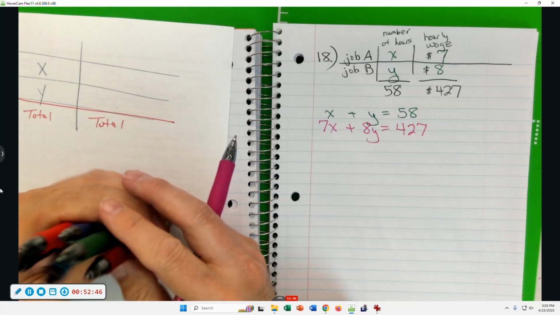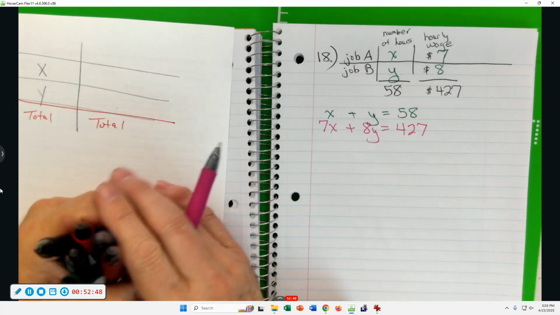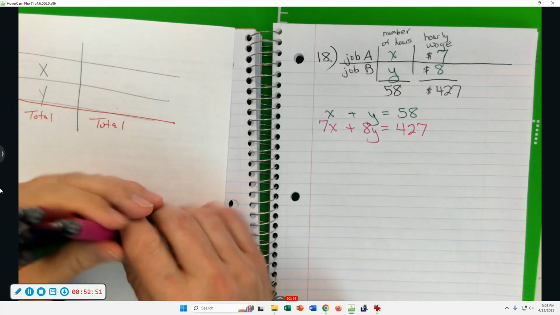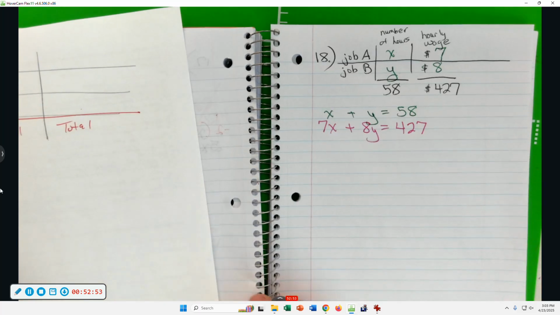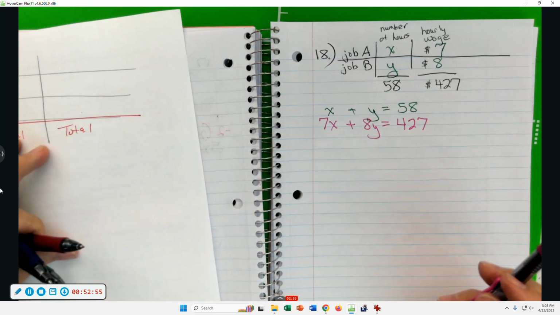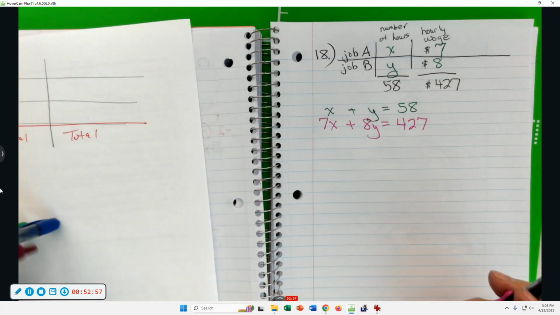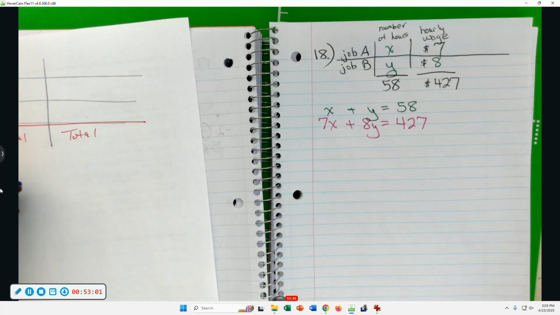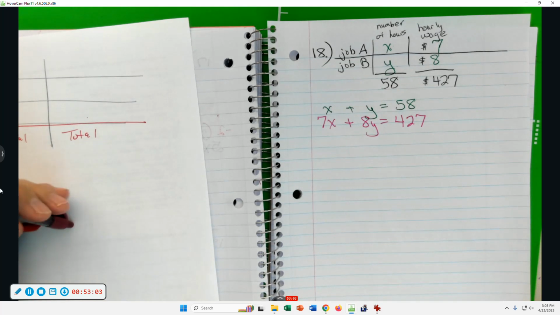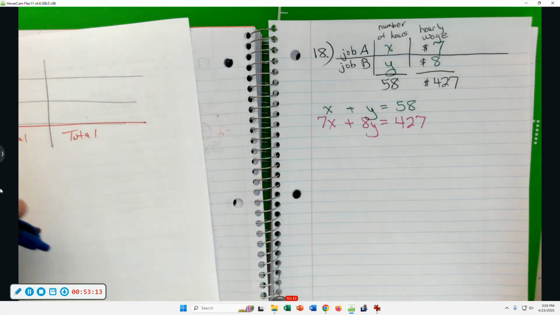Well, y'all know I prefer elimination, so what do y'all think I'm going to do? Am I going to eliminate x or am I going to eliminate y? That doesn't matter to me. Y'all just tell me which one you want to get. I always eliminate the smaller coefficient, but that doesn't matter. I'm going to let them tell me. You want to eliminate x?